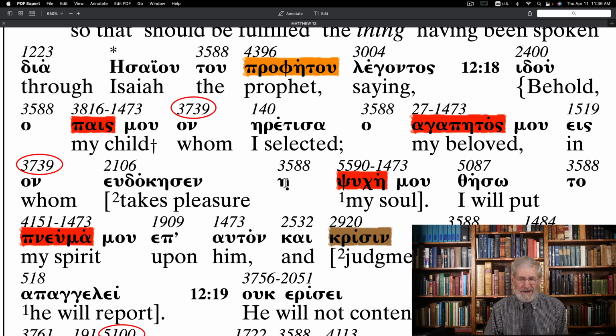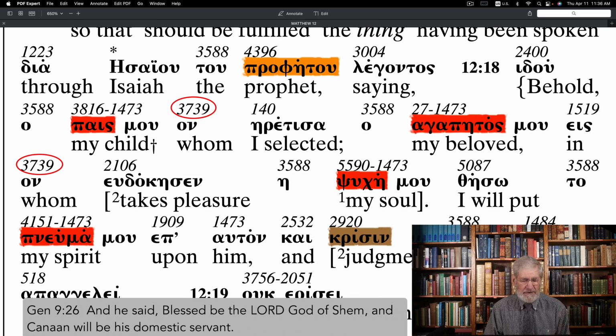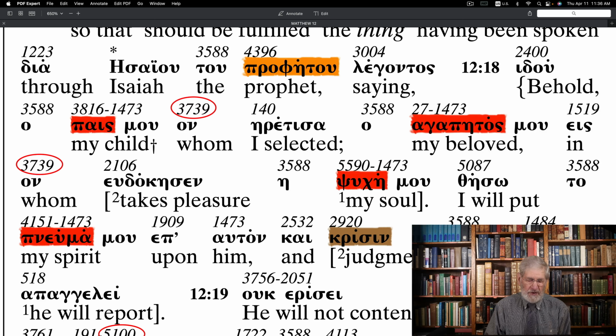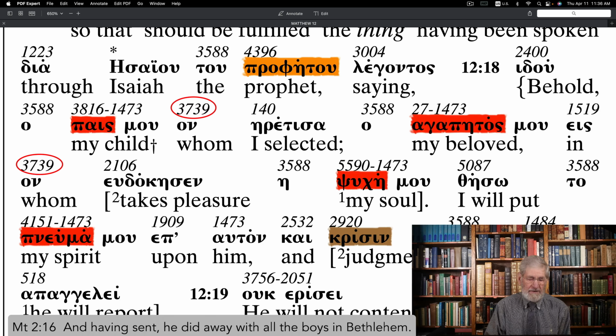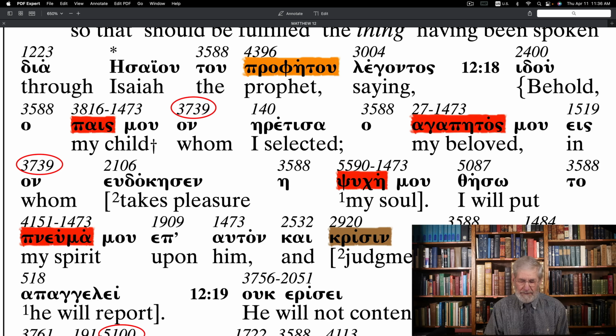My child, or servant. Genesis 9:26 says, "And he said, Blessed be the Lord God of Shem, and Canaan will be his domestic servant." So this shows where the word servant is used for this word pais in the Old Testament. Matthew 2:16 says, "And having sent," that is Herod, "he did away with all the pais, the boys in Bethlehem." It uses boys here because a pais is masculine, so it would be a male child.